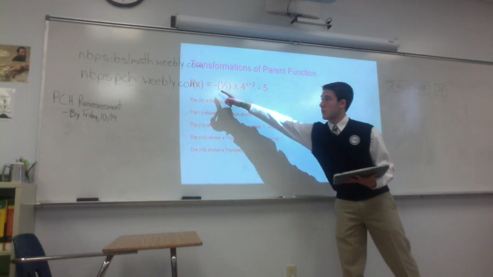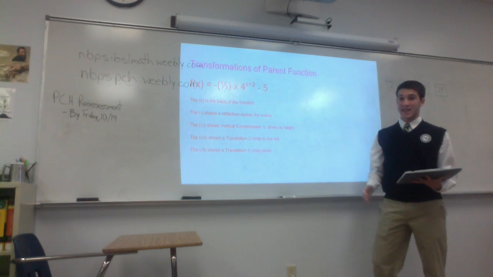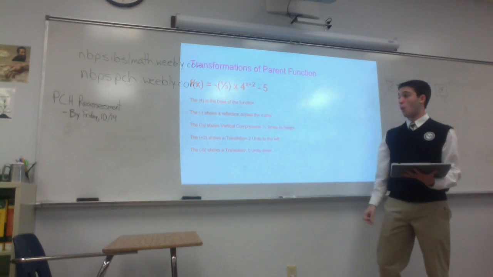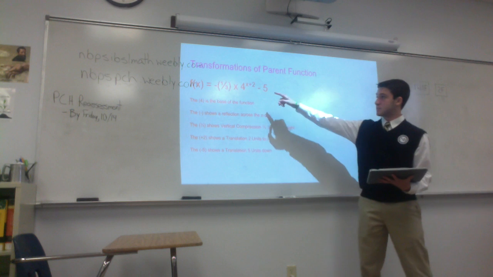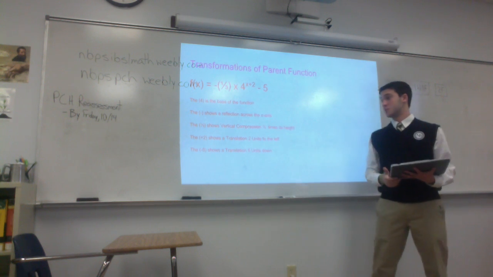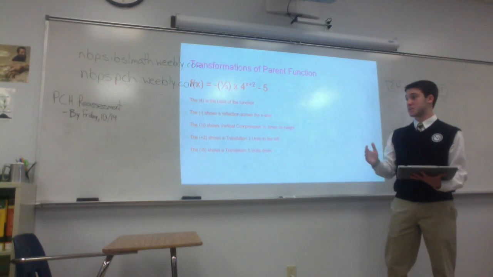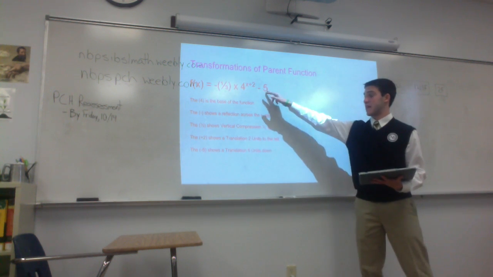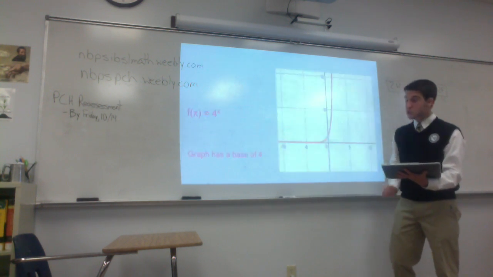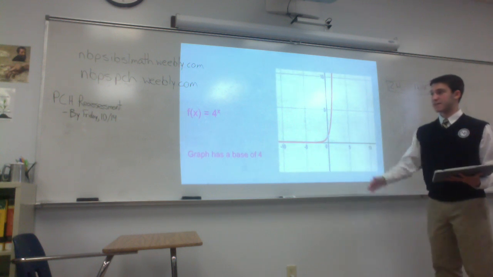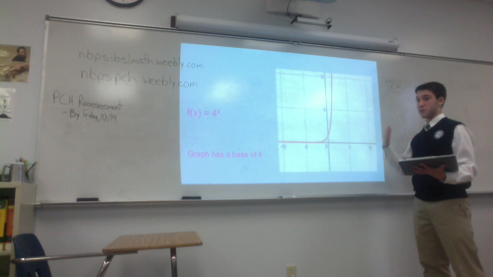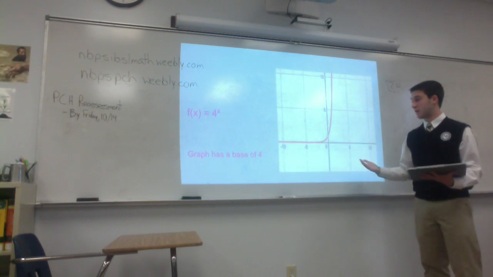The negative right there shows a reflection across the x-axis. The 1/3 right there shows a vertical compression, 1/3 of its height. The plus 2 right there in the exponent shows a translation 2 units to the left, not to the right, but to the left. And the -5 shows a translation 5 units down. So the first step is f of x equals 4 to the power of x. The graph has a base of 4, like the first example I showed you with f of x equals 3 to the power of x.